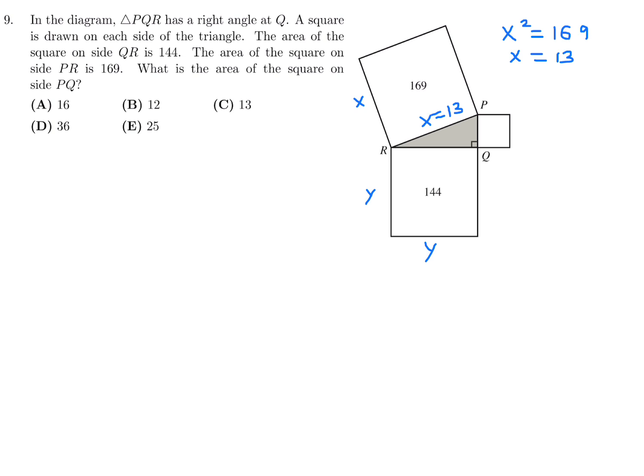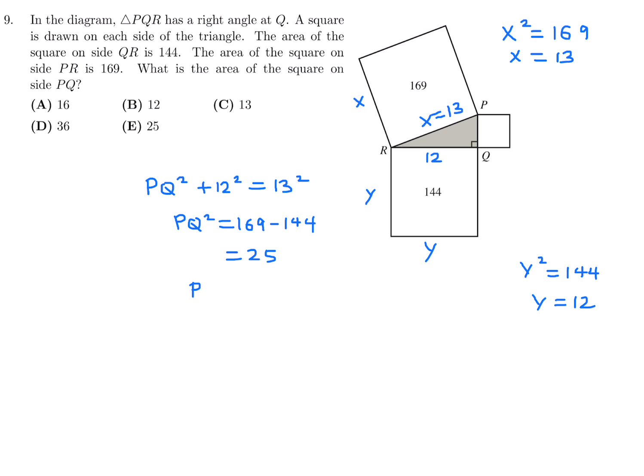In a very similar way, that square, if it has side length y, y squared is 144. So y is the square root of 144, which is 12. So 12 goes right here. Now we just have to figure out PQ, no problem. Using Pythagoras, PQ squared plus 12 squared is 13 squared. That means PQ squared is 169 minus 144, which is 25, and therefore PQ is 5. So put a little 5 there. And then they want the area of that square. Well, the area is going to be 5 times 5, and that is 25. So number 9, the answer is E.